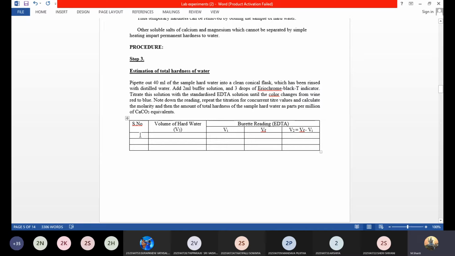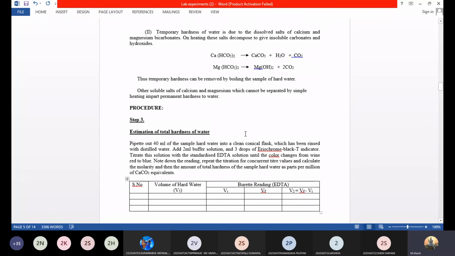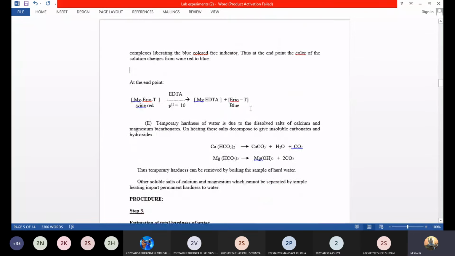So this is the serial number. Remember, these tabular columns should be written on the left hand side. You have to draw these tabular columns on the left hand side in your record book, and the theory part will be written on the right hand side.